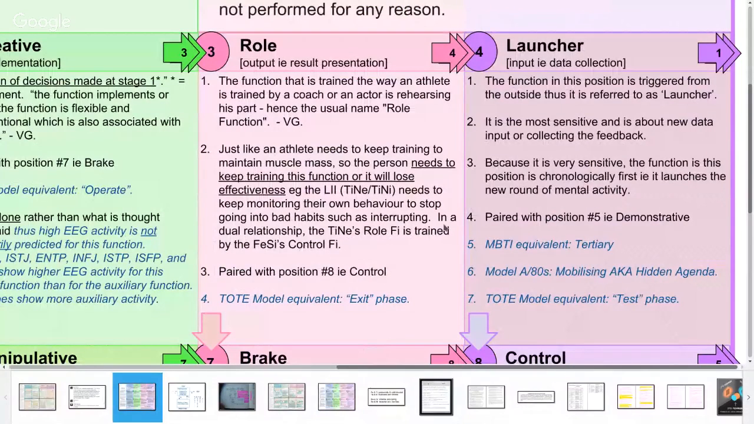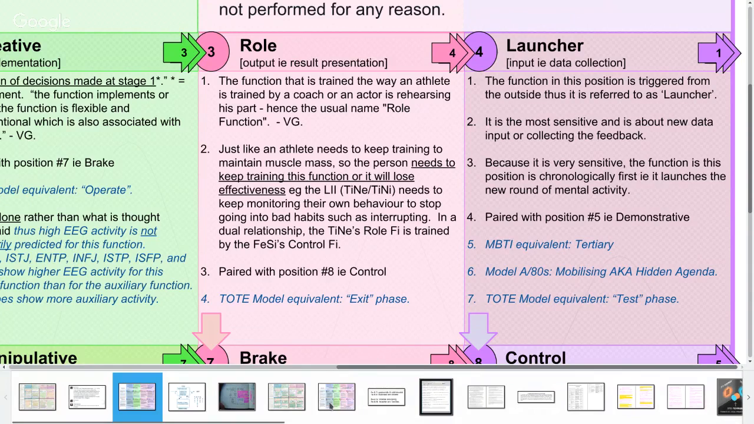Right, the function in this position is triggered from the outside, thus it is referred to as launcher. It is the most sensitive and it is about new data input or collecting the feedback. Because it is very sensitive, the function in this position is chronologically first, i.e. it launches the new round of mental activity, paired with position 5, i.e. demonstrative. That would be the auxiliary SI in the ESFJ. MBTI equivalent: tertiary. Model 8 is the mobilizing function, aka hidden agenda. TOTE model equivalent: test phase.